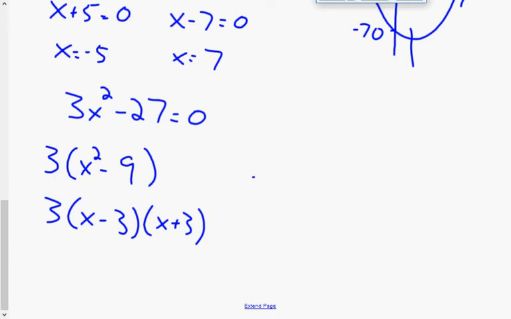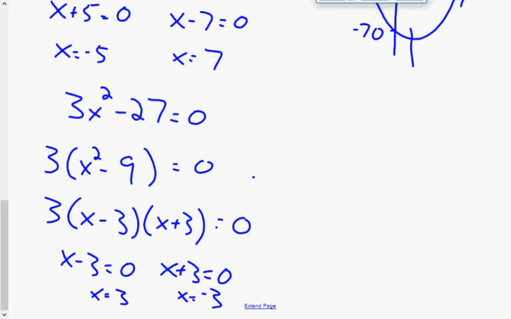So you make it equal 0. Do I worry about this 3 out here? No. It just disappears. x equals 3. It doesn't really disappear, you're just not using it right now. It's still there, but you don't need that part of it to solve.